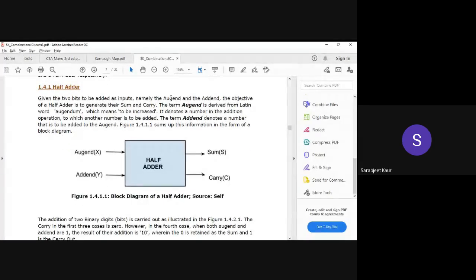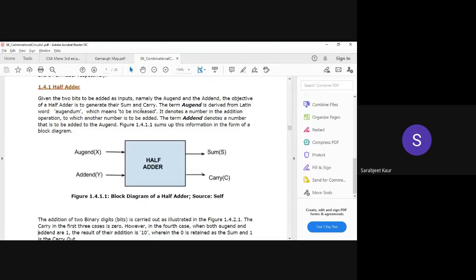A half adder, given the two bits to be added as inputs, namely the augend and the addend. So what are these two bits known as? What are any two numbers which are to be added known as? Mathematically, they are known as the augend and the addend.